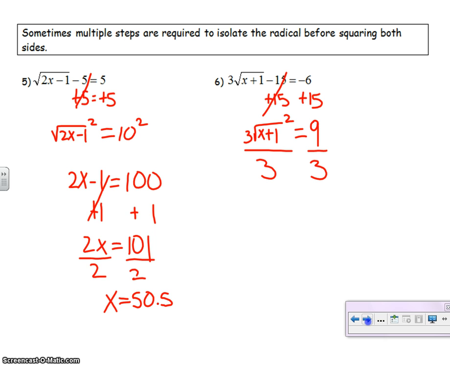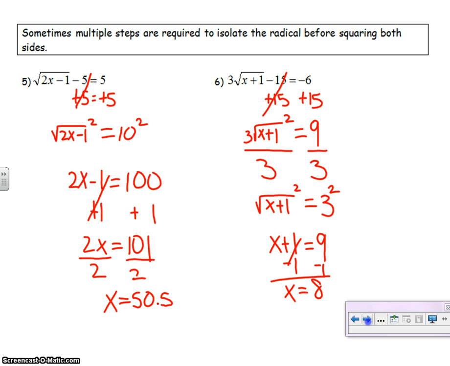And then we are left with the square root of x plus 1 equals 3. And then we'll square both sides. And then we'll have x plus 1 equals 9. Subtract 1, and we will get that x is equal to 8. This is one of my favorite things that we've done since I guess 11.2.